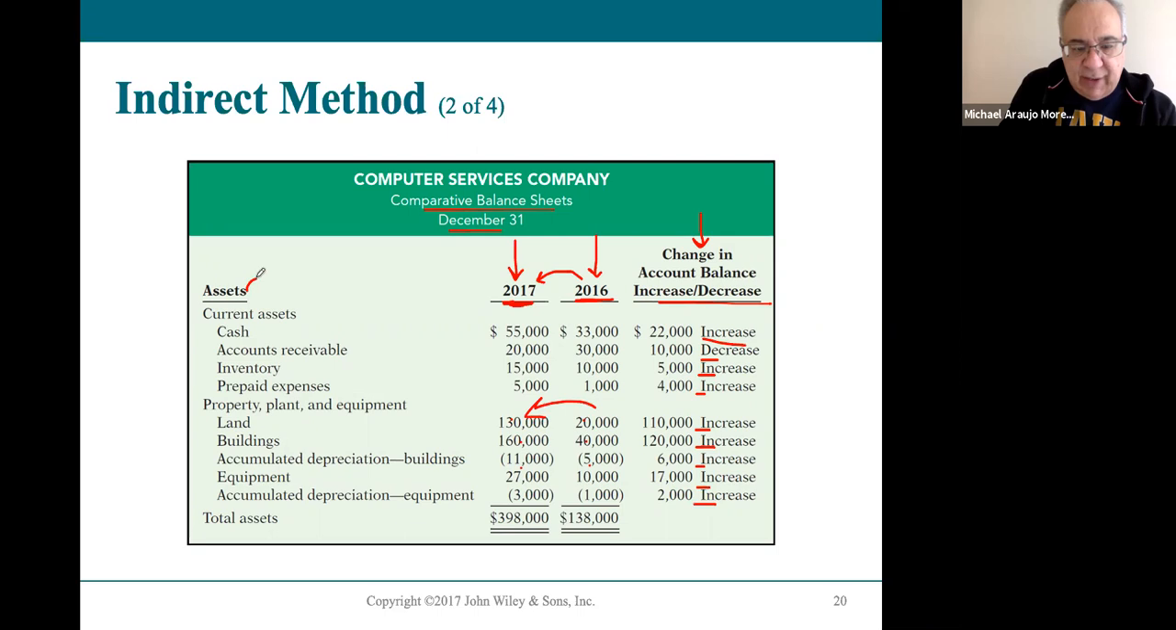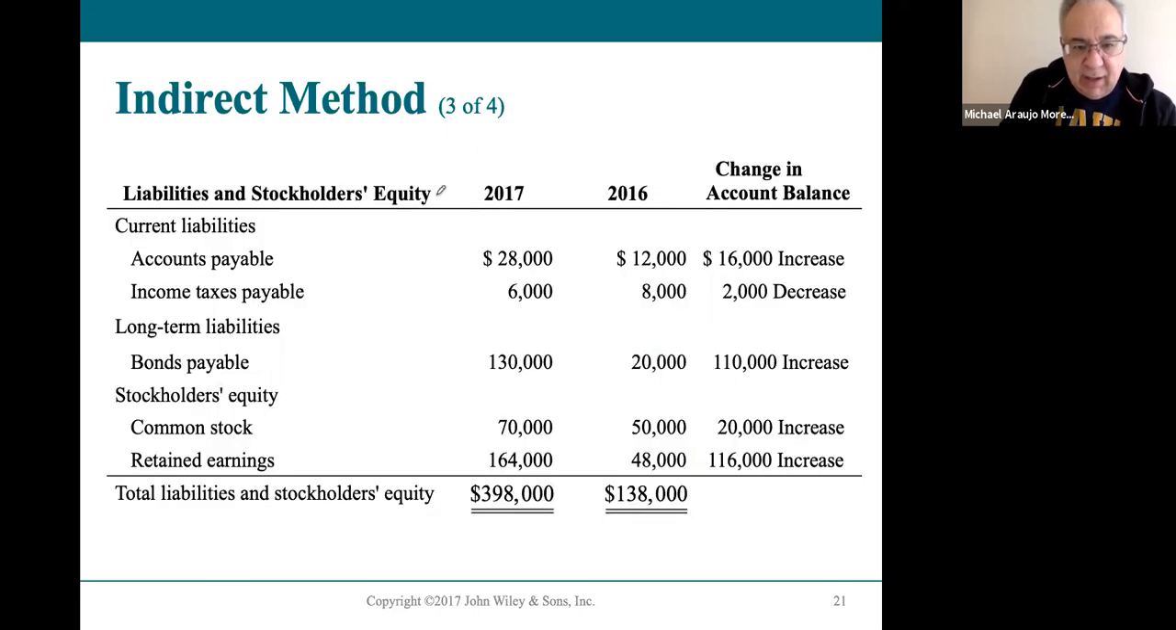So the assets are all set, things to know. Again, we're going to be using this information. Liabilities and stockholders' equity, again, from 2016 to the most current year. So we're looking at the changes from 2016 to 2017, and we're noting them.